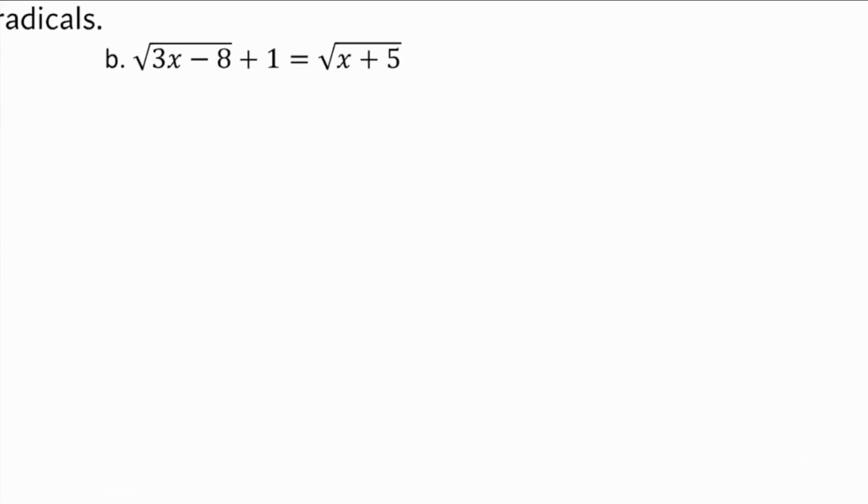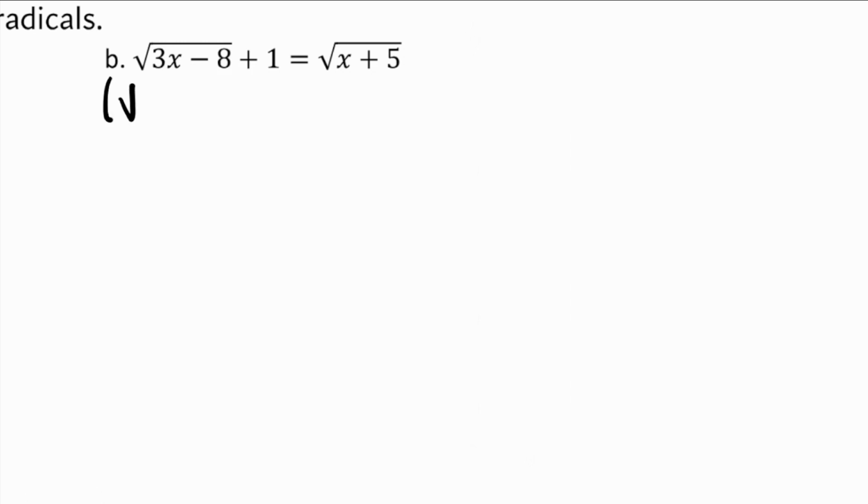Alright, and this one's kind of unfortunate, because I'm not going to be able to get rid of this 1. So what I'm going to do is square both sides of the equation, I'm just going to have to do it twice. Just strap up and prepare yourself, because this one is not going to work out as nicely as the previous one. So I'm squaring both sides.